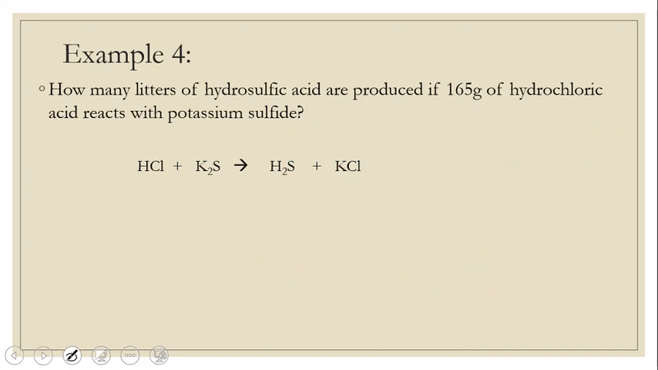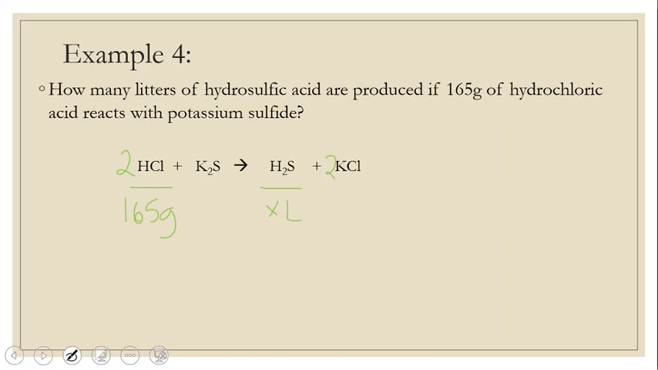Okay, the last one. How many liters of hydrosulfuric acid are produced if 165 grams of hydrochloric acid reacts with potassium sulfide? Let's balance the equation. I have 2 potassiums. I'm going to write 2 over here. Now I have 2 chlorides. I have to write a 2 over here. 2 hydrogens, 1 sulfur. That's okay.